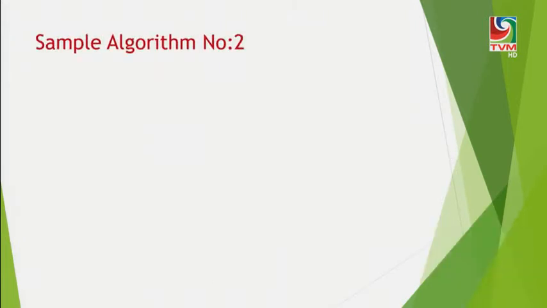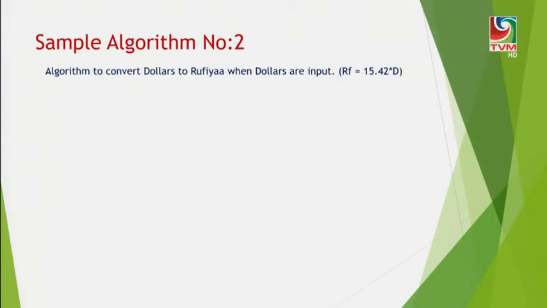Now see another example, the second example. It's a normal algorithm, very familiar to you, that you used to do with your calculators. How to convert your rupees to dollars. When the dollar will be the input, how to find out the rupee value. Now the first step will be start, you know that. Now the second step is input dollar. You are going to input the value of dollar. In this case, dollar is a variable, input is a statement.